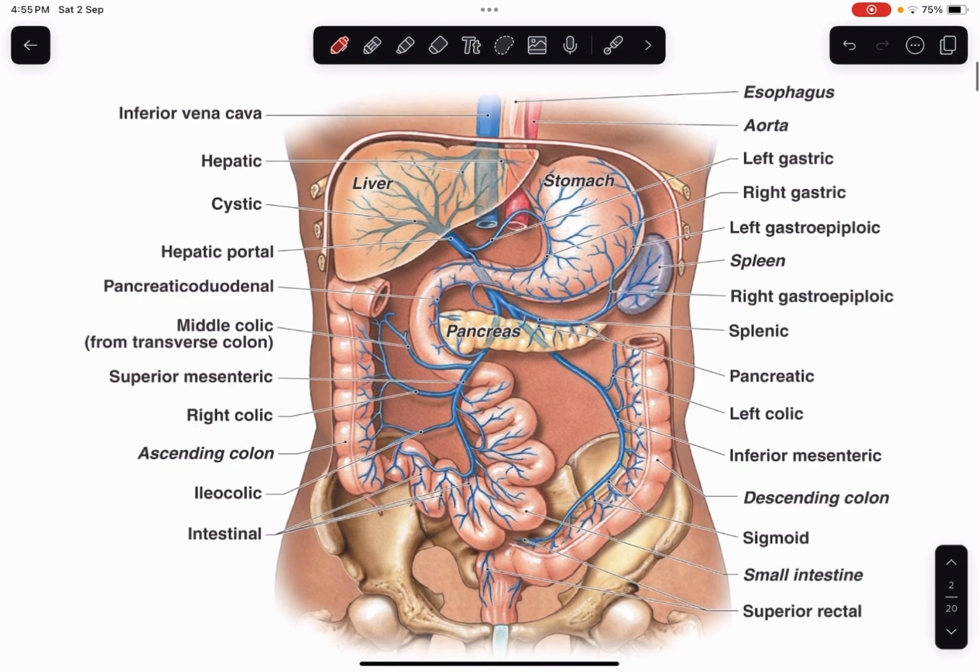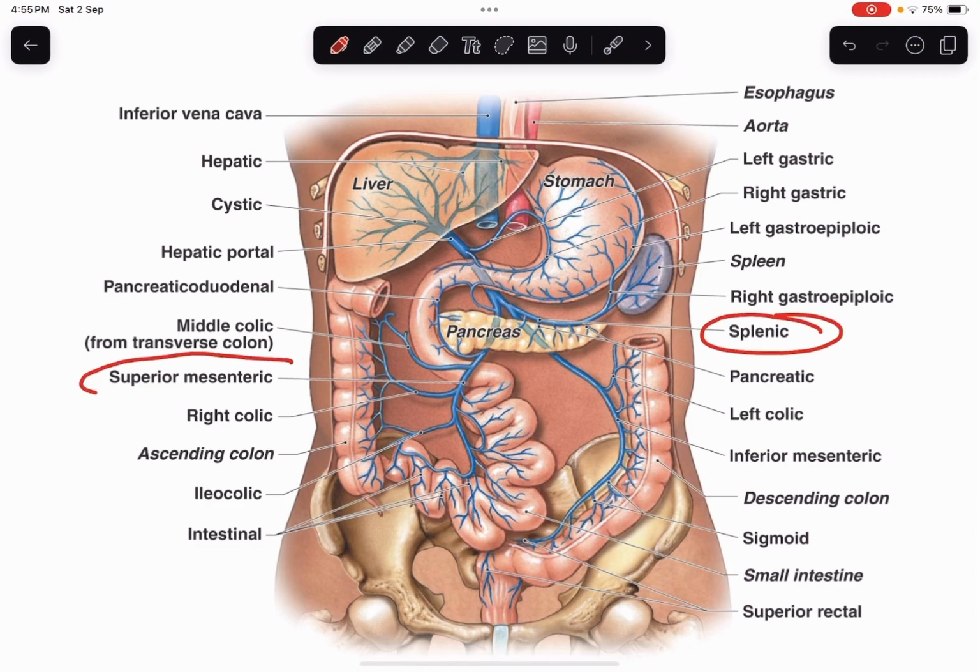So just to begin with, the anatomy of the portal venous system. Portal vein is formed by the confluence of the splenic vein and the superior mesenteric vein. This is the splenic vein and this is the superior mesenteric vein. The confluence forms the portal vein. This is the portal vein. The splenic vein also receives blood from the inferior mesenteric vein. So this is the inferior mesenteric vein. Basically, the portal venous system receives blood from the esophagus, stomach and intestines, small and large intestine.